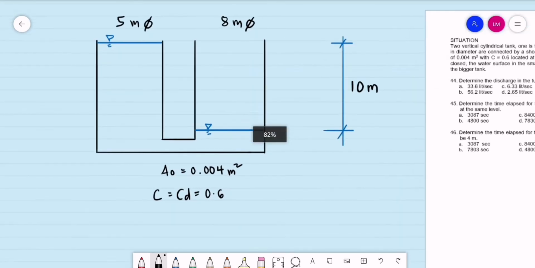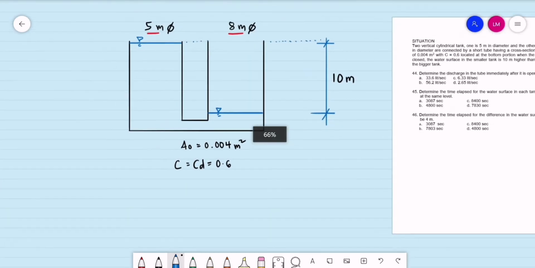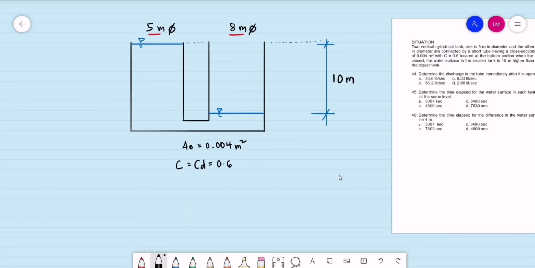Okay, so parang ito yung setup natin. So ito yung smaller tank natin, 5 meters in diameter. Yung larger tank, 8 meters in diameter. Sabi niya sa problem, so 10 meters higher daw yung liquid surface dito sa smaller tank compared dun sa larger tank. So sa number 44 is, hinahanap lang dito yung immediate discharge pagkabukas daw nung orifice natin, yung short tube. Kung wala namang binigay na length, ine-neglect natin yung mga head loss dun sa tube.